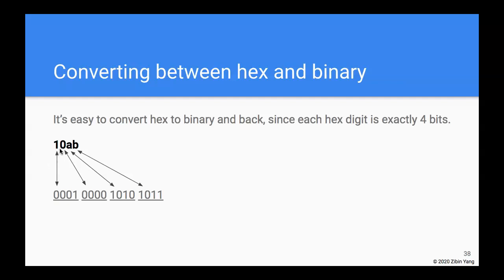So for 10AB, to convert it to binary, basically 1 is 0001, 0 is 0000, and then A is 10 or 1010, and B is 11 or 1011. And you can see that if you want to go the other way, it's also fairly straightforward.